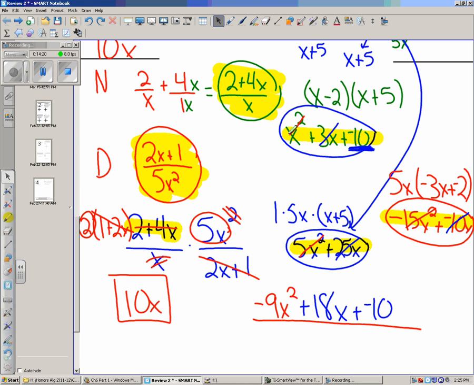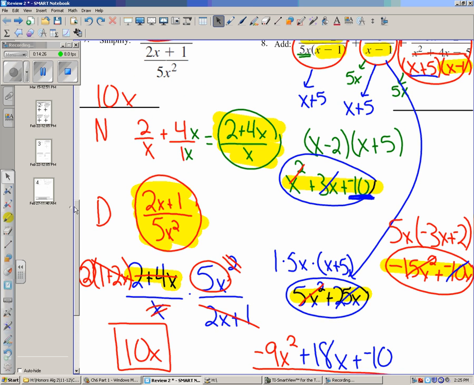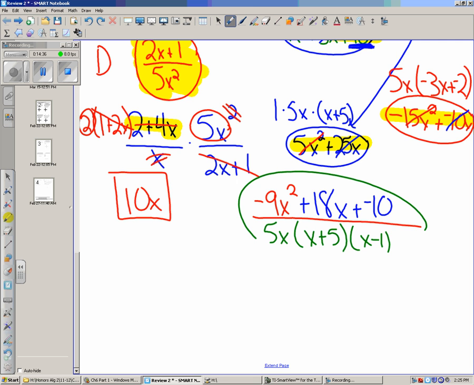And then what's my denominator? You know, after all that work, I'm just going to put the bare minimum denominator. It's going to be 5x, x plus 5, and x minus 1. And that's good enough. There's my final answer for number 8. And that's it.